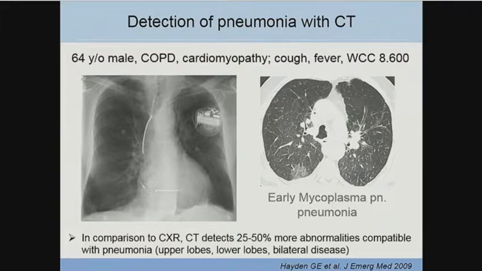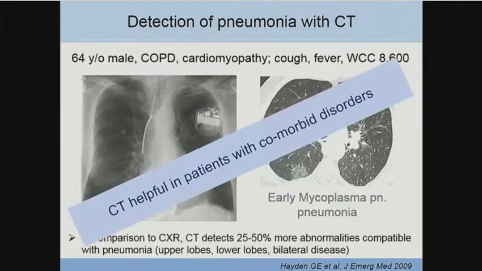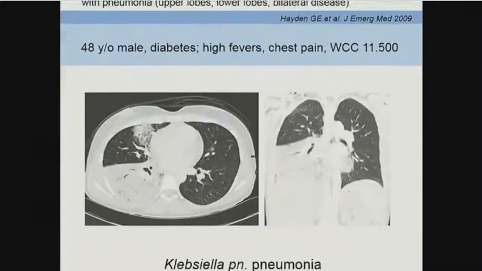In comparison to chest X-ray, CT detects 25 to 50% more abnormalities compatible with pneumonia, and this has been demonstrated in a number of publications. And not surprisingly, these are mainly in the upper lobes, but also in the lower lobes behind the heart and behind the diaphragm. So CT in general is helpful in patients with comorbid disorders.